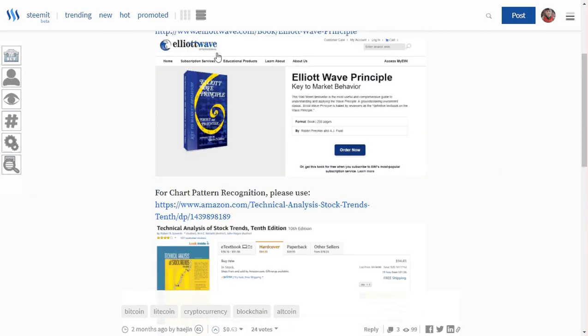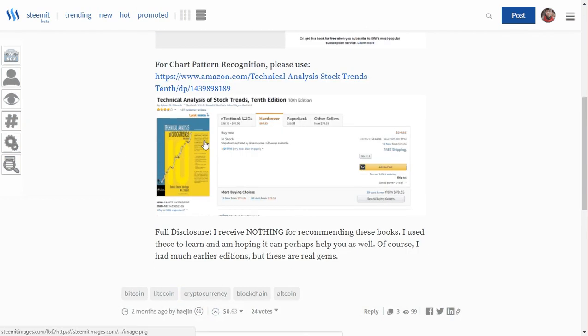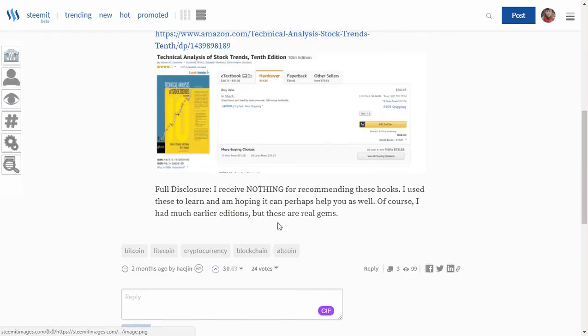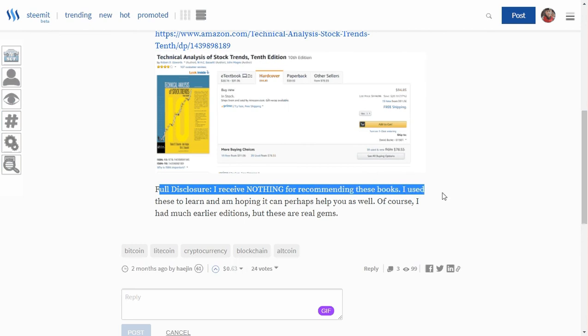To do that, you need to invest in this book, Elliott Wave Principle, which will teach you how to count, the rules and basics. Then for chart pattern recognition, you need to get this book. This will show you about every pattern out there, from diamonds to flags to islands to triangles, head and shoulders, etc. So please invest in these two books. I get nothing for recommending these. I don't get any kickbacks. That's not what I'm interested in here.